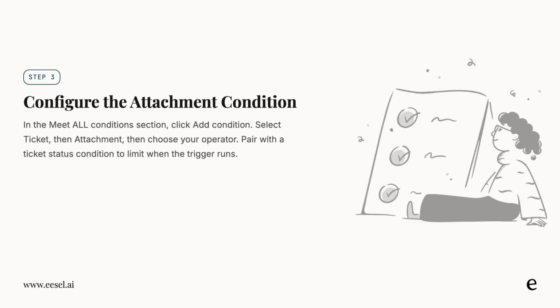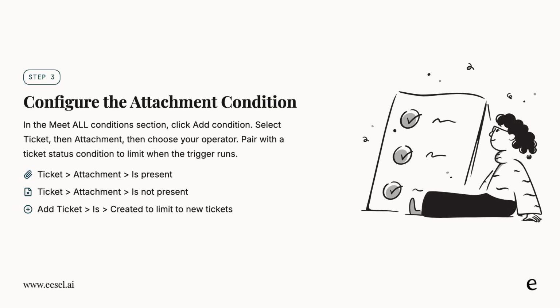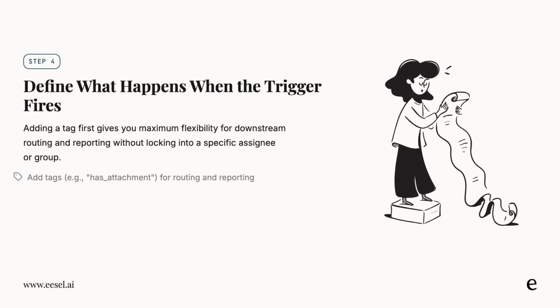In the Meet All Conditions section, add a condition. Select Ticket, then Attachment, then choose is present or is not present. Most teams also add Ticket is created so the trigger only runs on new tickets, not every single update to existing ones. Now define what happens when conditions match.